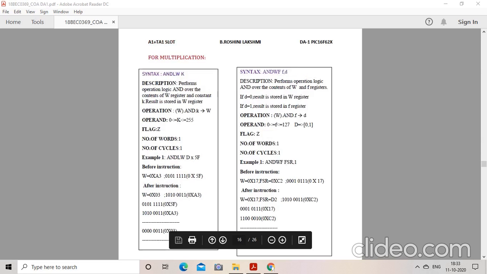And WF, F comma D. If D is equal to 0, the result is stored in W register. If D is equal to 1, the result is stored in F register. Similarly, the example. Flag affected is only Z.